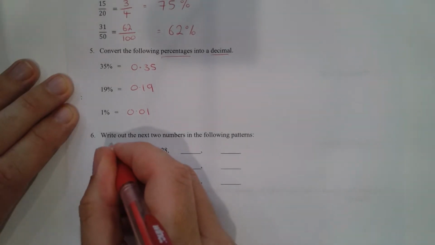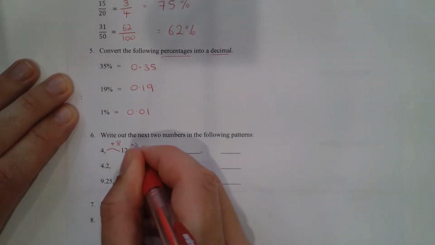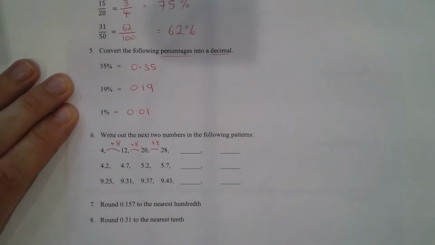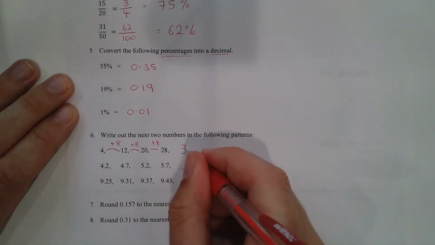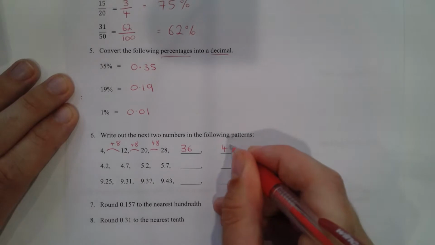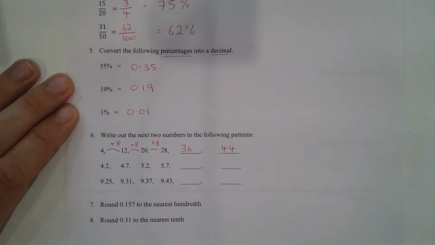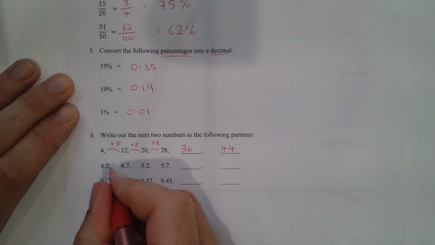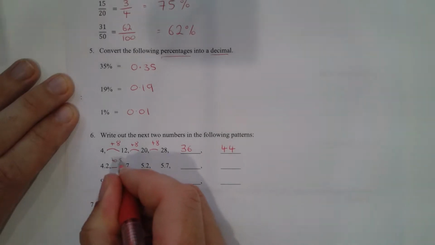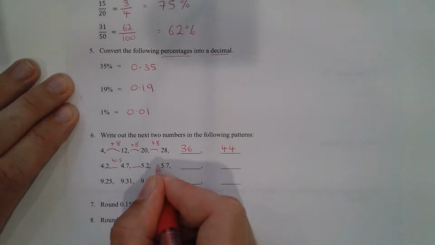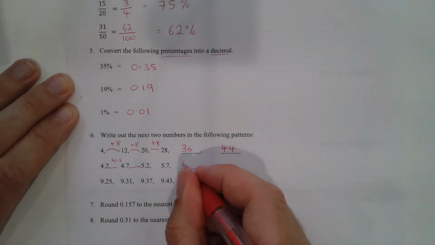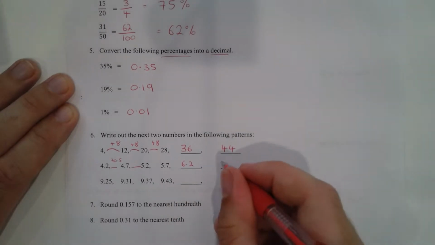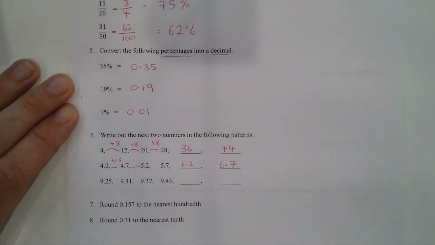Well, what's happening each time? So for the first one, we're adding 8 to each of the numbers, so therefore we just add 8 and add 8 again there. For the next number, we're adding 0.5 to each of the numbers. So you add 0.5 to get 6.2 and then 0.5 to get 6.7.